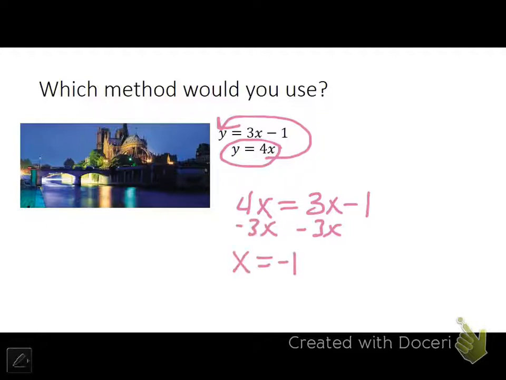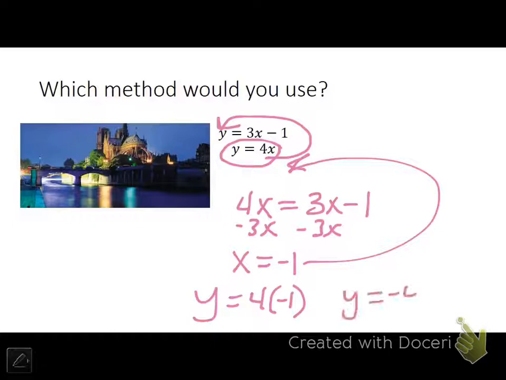Once I find my x, I have to find my y. You better always have a point. So let's plug it back into that original equation there. So y should equal -4. So my point then is -1, -4.